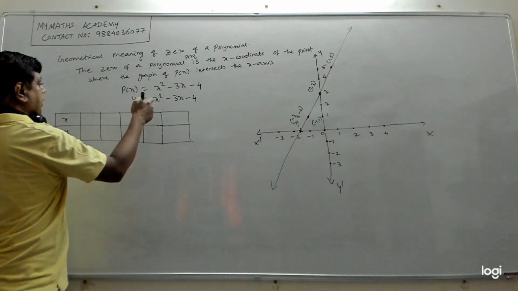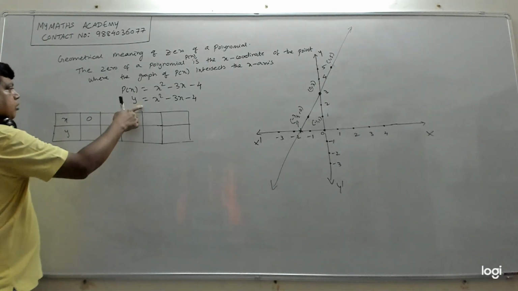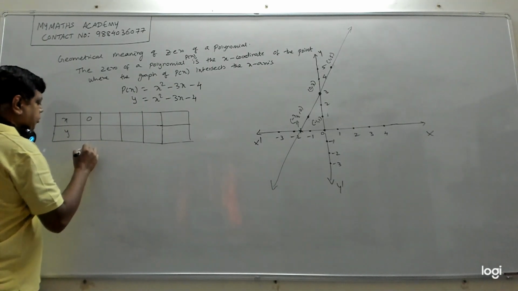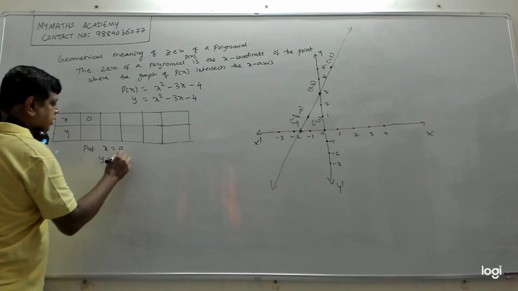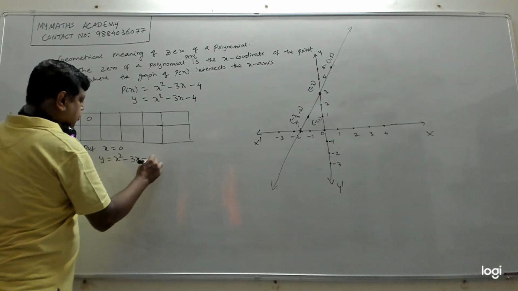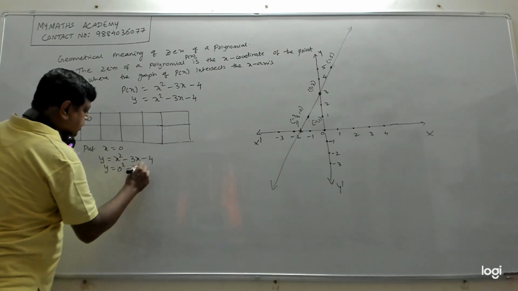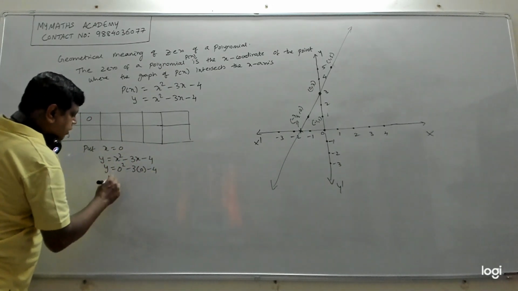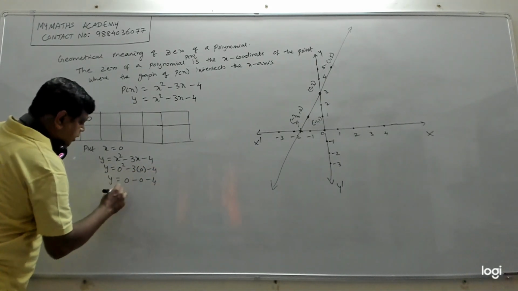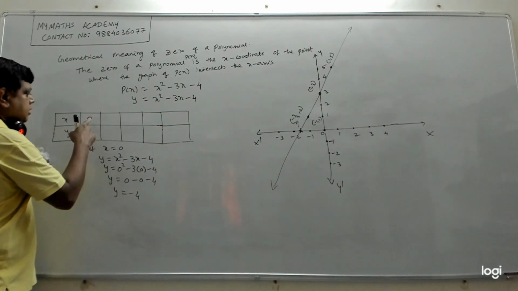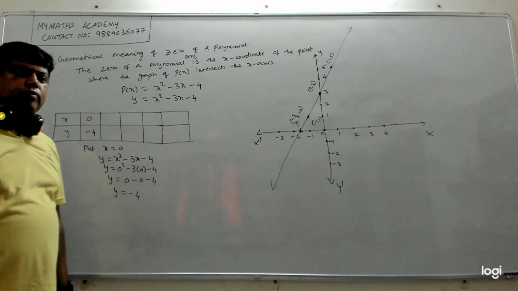So I'll put now x is equal to 0. If I put x is equal to 0, what is my y? My y is x square minus 3x minus 4. So if you put x is equal to 0, I'll get y equal to 0 square minus 3 times 0 minus 4. 0 square is 0, 3 times 0 is 0, minus 4. So finally you'll get y equal to minus 4. So when I put x is equal to 0, I'm getting y equal to minus 4. So this is the first point that we got.